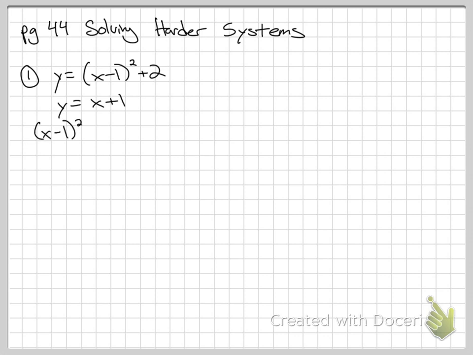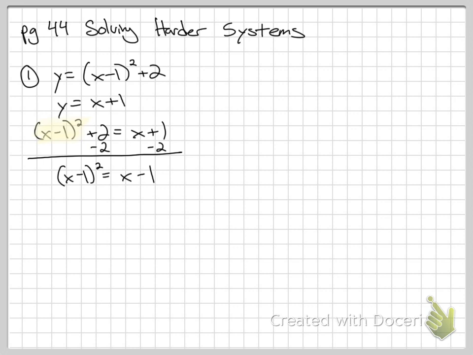Since they both equal y, we can set them equal to each other. So x minus 1 squared plus 2 equals x plus 1. You want to get the complicated part alone first. So this x minus 1 squared, work on getting that alone. So we'll minus the 2 to the other side. X minus 1 squared equals, it's a coincidence that it came out to be x minus 1.